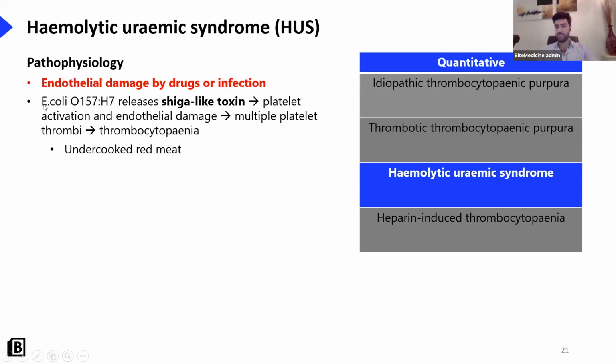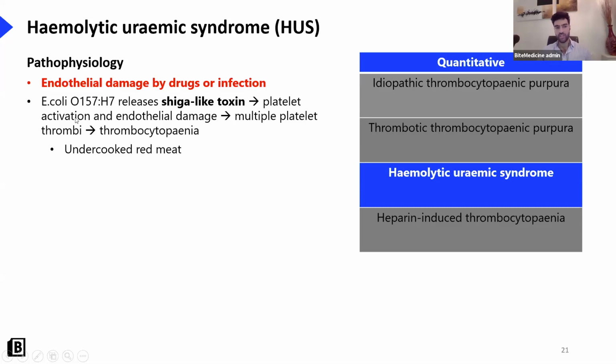Basically, there are various mechanisms behind this. The most common one that will be tested in your exam, and the most common form of disease seen in children, is due to E. coli, okay? And this specific serotype known as O157:H7. This releases a toxin known as Shiga-like toxin, and that causes platelet activation and endothelial damage.